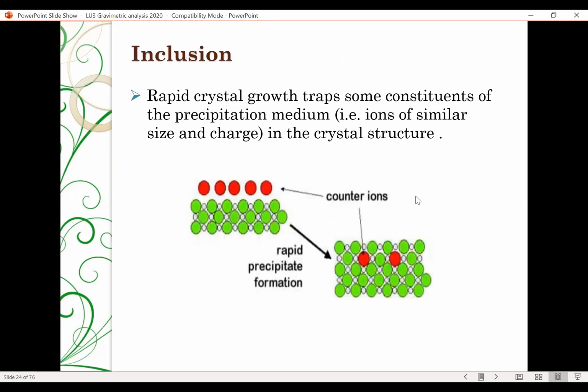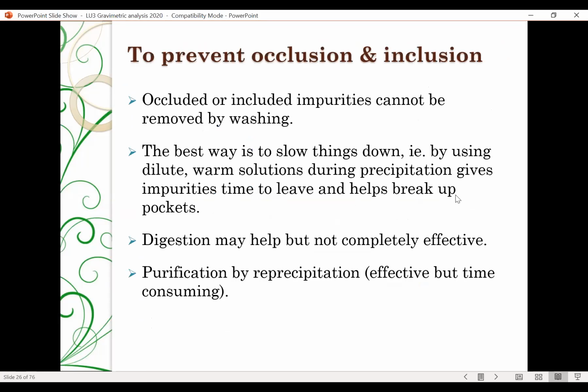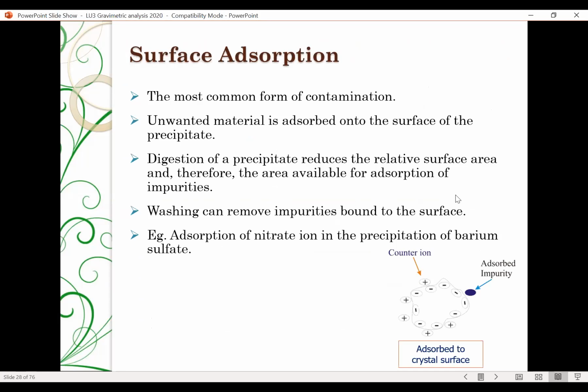So these are some short descriptions of what inclusion is, what occlusion is, and other types of co-precipitation. Okay, so this is a diagram showing the counter ion. The counter layer is the outer layer of the precipitate. Okay, this might be the adsorbed impurity for surface adsorption. Okay.